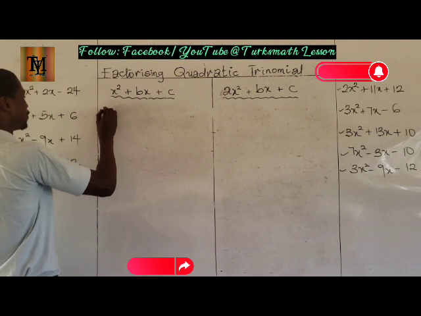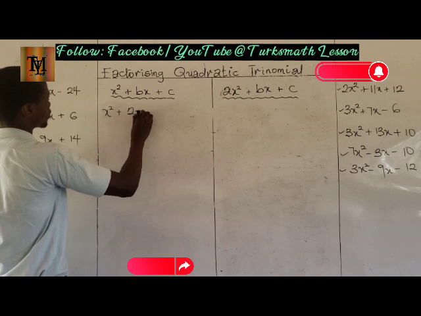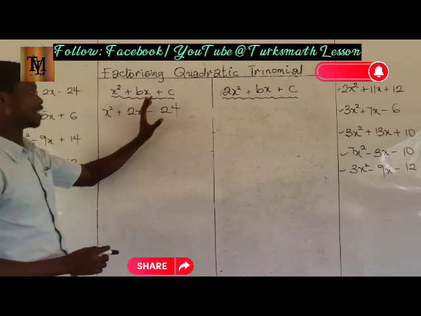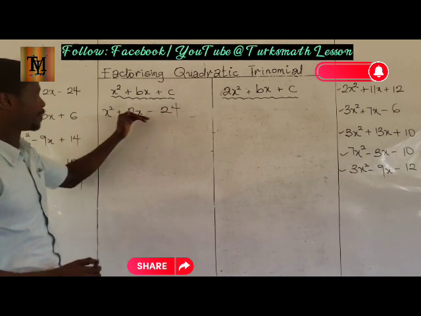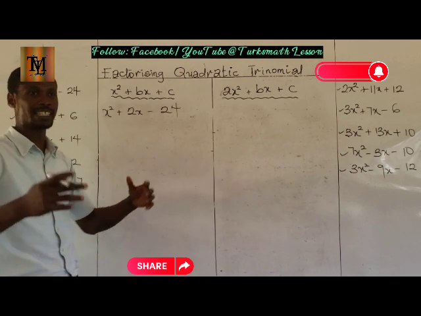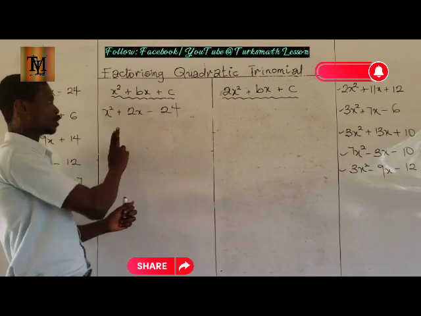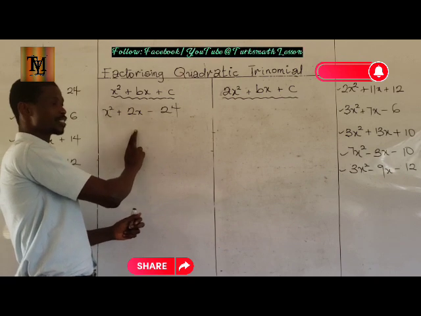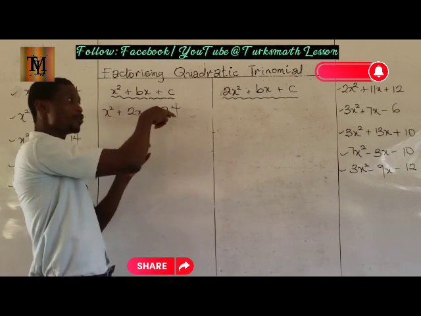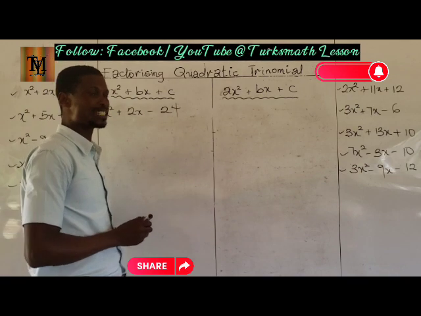The first example, I have x squared plus 2x minus 24. This is the trinomial under the first form. To solve this, we need to expand it so that we can have 4 terms. And how do you get the 4 terms? By finding 2 numbers which, when you add them or subtract one from the other, you have 2, and when you multiply them, you have 24. And how do you get those numbers? You need to find the factors of 24.